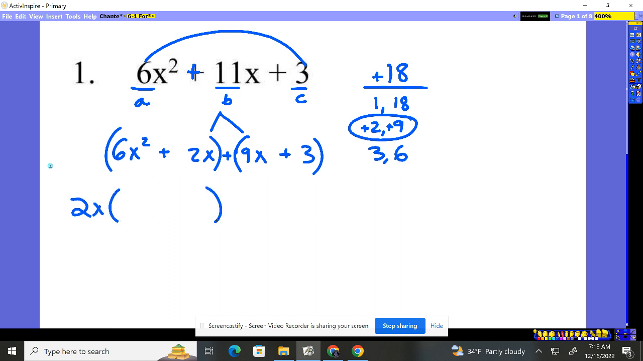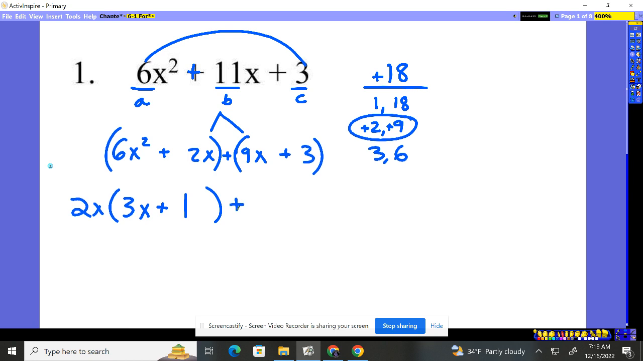Let's see what's left behind. 2x times what gives you 6x squared? Well, 2 times 3 gives me the 6, and x times another x gives me x squared. Plus, 2x times what gives you back the 2x? 1, because I factored everybody out. So there's just left behind the number 1.